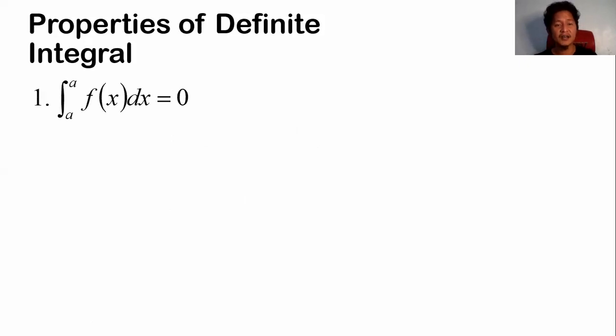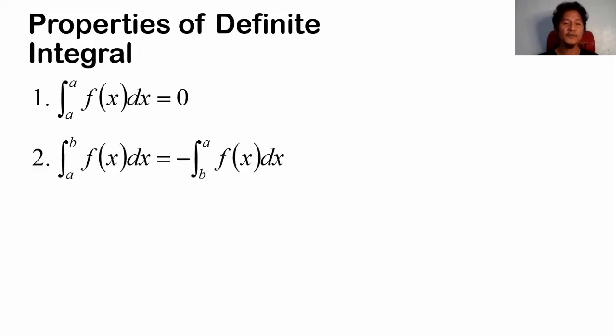So, first is, of course, since we are just to subtract the upper limit minus the lower limit, if the lower and the upper limit is the same, notice that the definite integral will be 0. Okay? Now, notice if we interchange naman the lower and the upper limit, the integral will just be the negative of the other one. Kasi of course, when we interchange, we will also interchange the minuend and the subtrahend, so it will just be the negative of the other one.